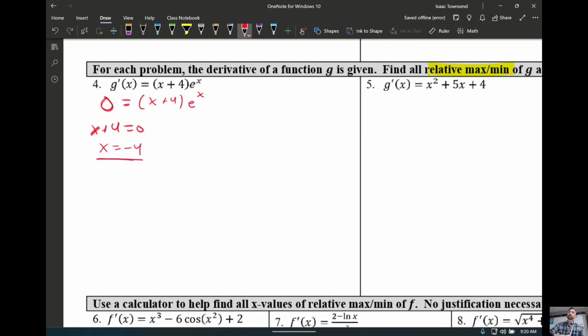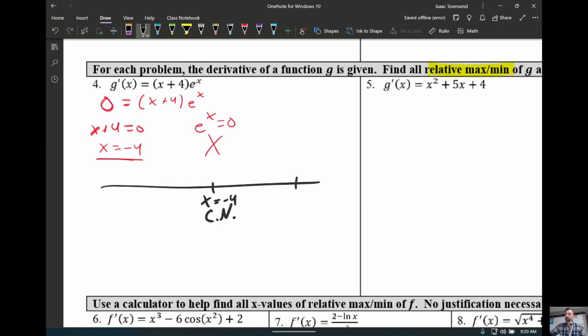There's a good chance he's changing directions at -4. And I could set this equal to 0 and solve. But that one is never true. E to the x never gets to 0. You can do that algebraically, or if you remember what the graph of an exponential growth looks like, you can see that he never reaches 0. So that gives us nothing. So there's only one critical number. X equals -4 is a critical number.